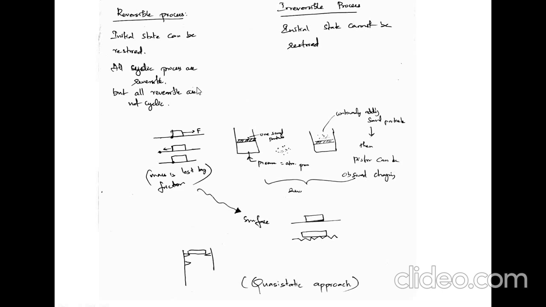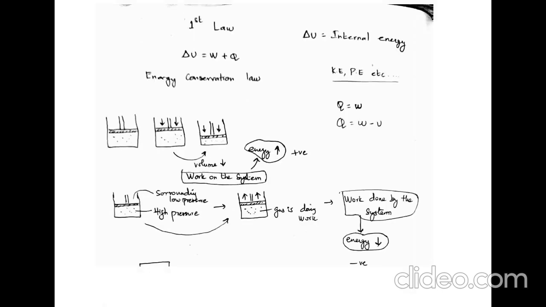Okay. So a reversible process is possible only by the quasi-static approach, right? By adding or removing a small amount of energy, or whatever the variable is, only in small amounts. So the quasi-static approach is used for a reversible process. Okay. So coming to the first law of thermodynamics, right? This first law of thermodynamics deals with the energy conservation law. What is the energy conservation law?